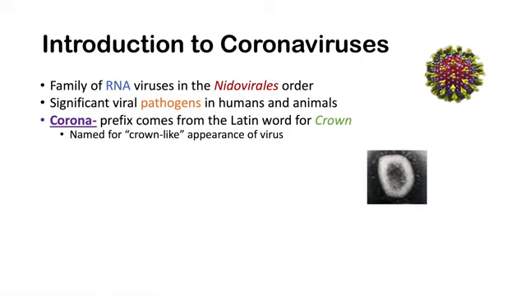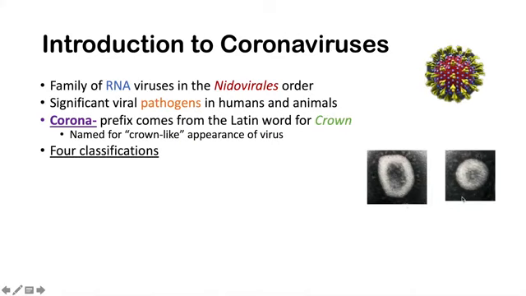Here is an electron microscope image of a coronavirus, and as you can see here, these are the membrane surface proteins, and it looks a bit like a crown. And here's another image as well. There are 4 classifications of coronaviruses: alpha, beta, gamma, and delta. So it's very easy to remember.